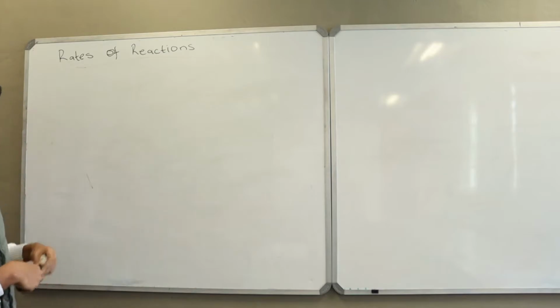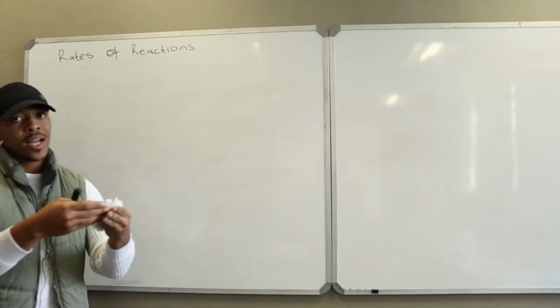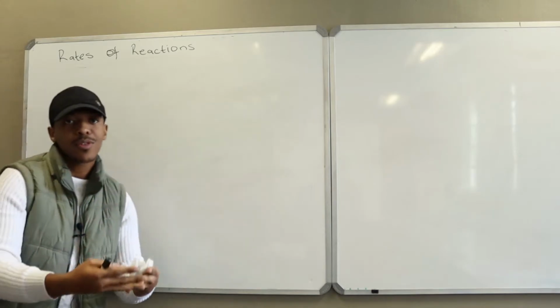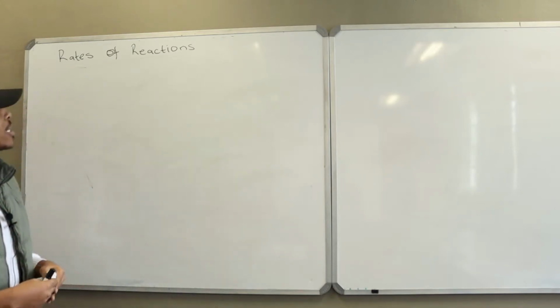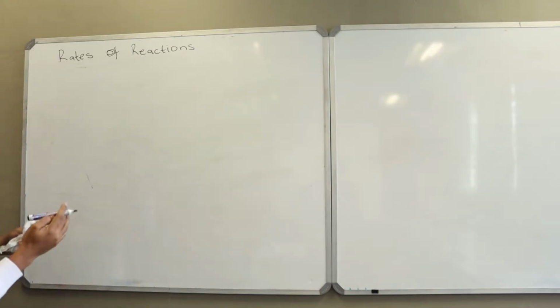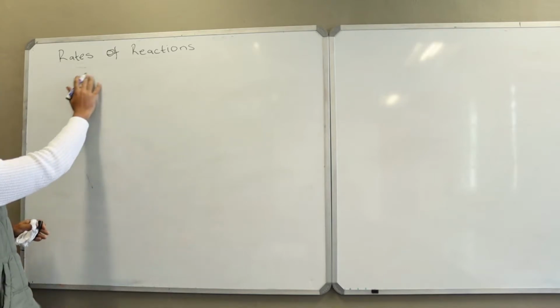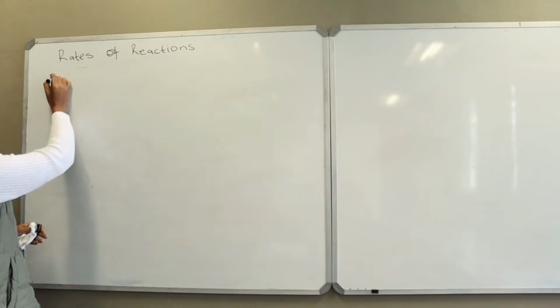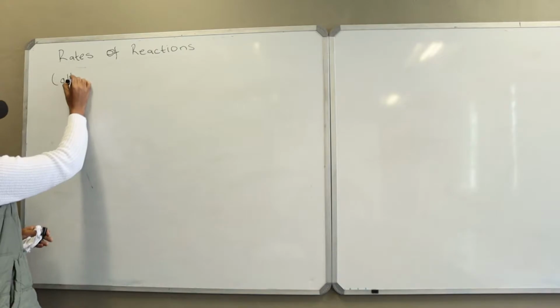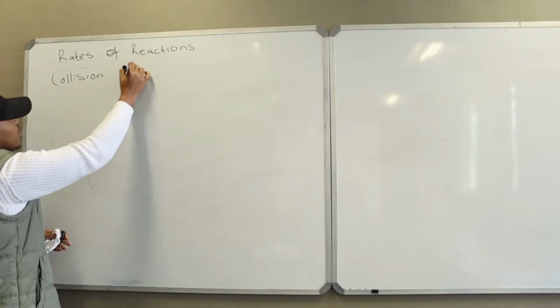So today we're going to be talking about how these reactions occur, what is needed for these reactions to occur, and what are the factors that influence these reactions. Okay, so how do we explain how these reactions occur? We explain how these reactions occur with something called collision theory.